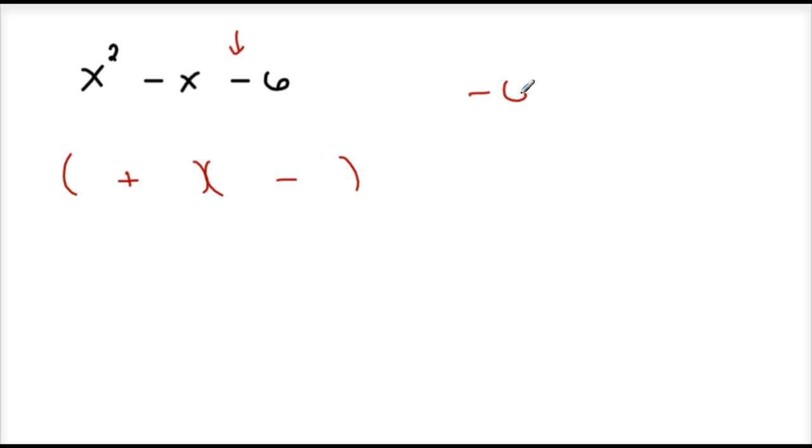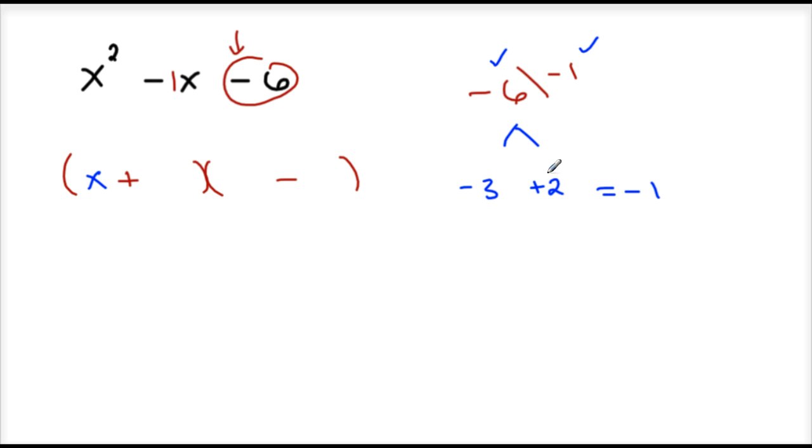Factors of negative 6, factors of my last term that add up to negative 1. What are factors of negative 6 that add up to negative 1? Negative 3 times positive 2. Negative 3 times positive 2 multiplies to negative 6. If I add negative 3 plus 2, I get negative 1. So I got my check here and I got my check here. Now just plug these in. So this is going to be x plus 2 and x minus 3. Again, if you want to FOIL, you can FOIL it out and see what's going on.